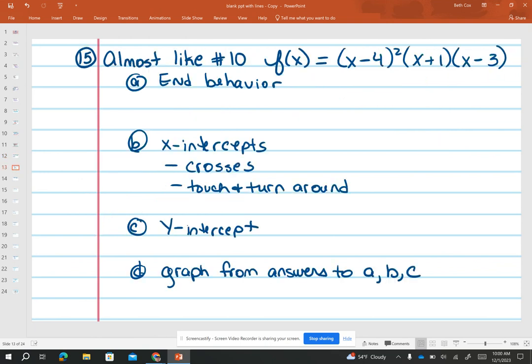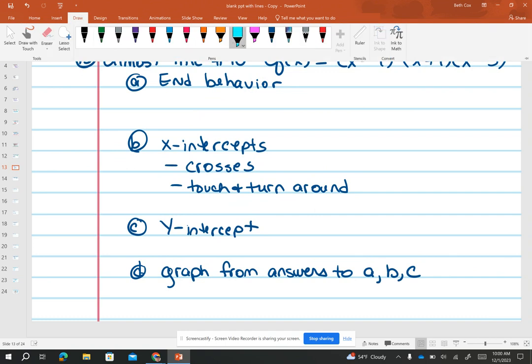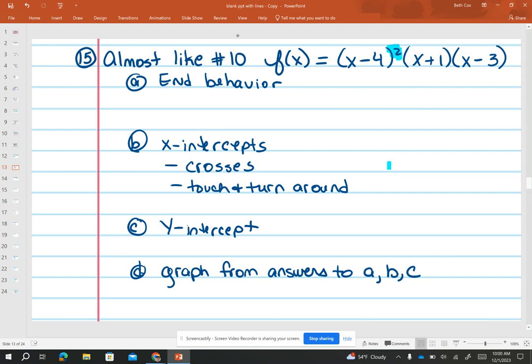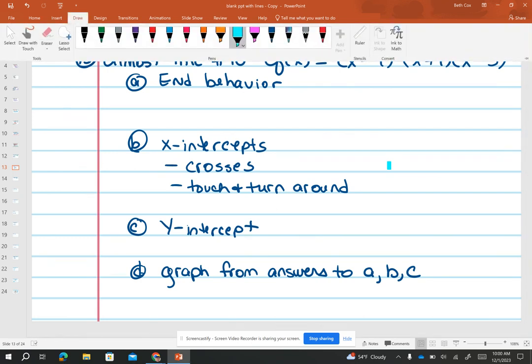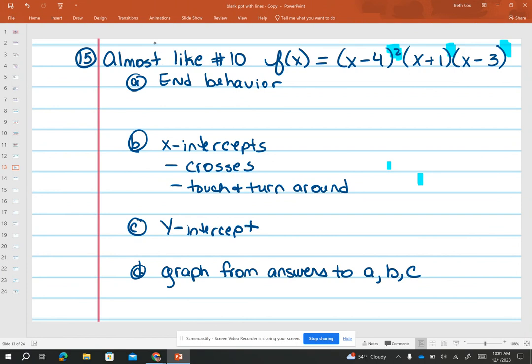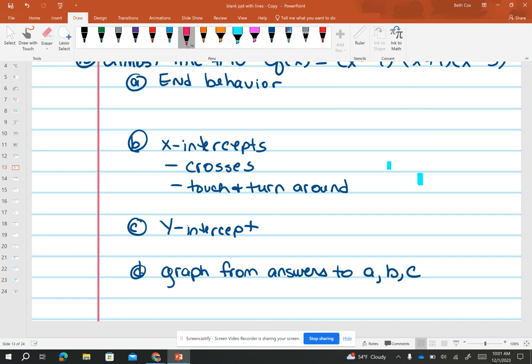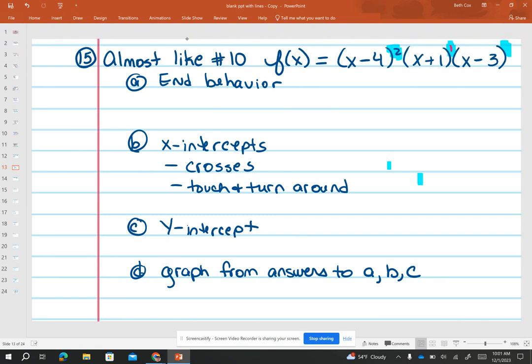We'll do one more. 15. Number 15 is almost like number 10. So let's do this one again. The end behavior is the first thing we need to do. We need to determine the degree. So we add those numbers up. Officially, that's 2 plus 1 plus 1, which is 4. So we have a degree of 4.